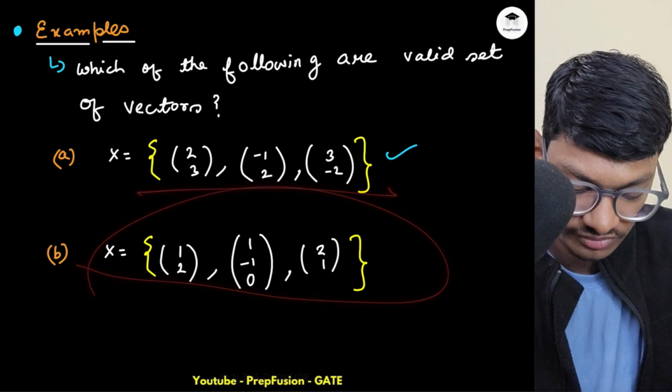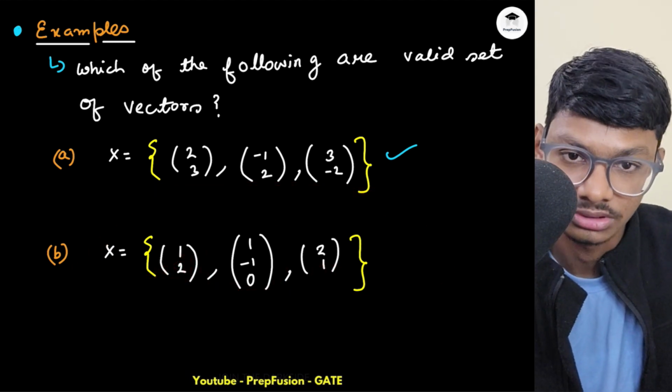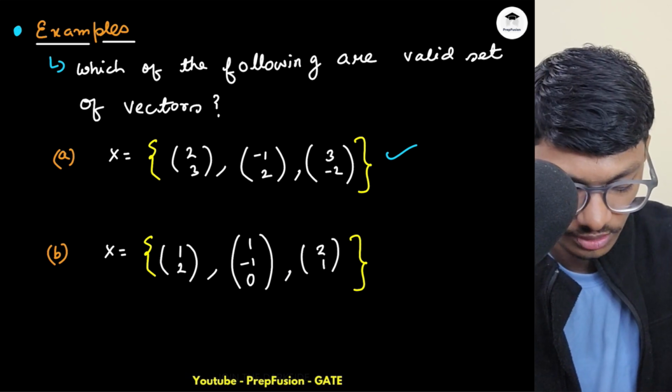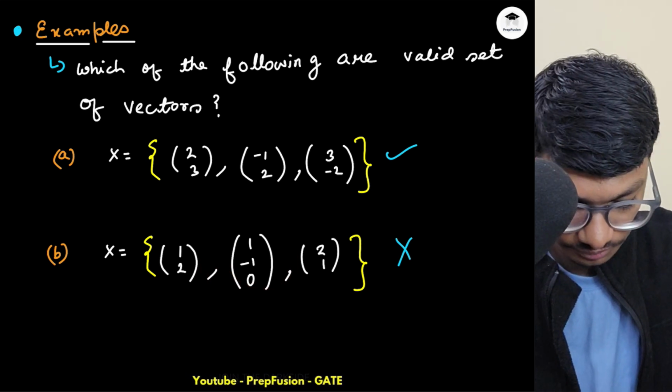Here what is happening? I have 3 vectors, but 2 of them have dimension 2 and 1 of them has dimension 3. So will it be a set of vectors? No, right? It won't be a set of vectors, because the dimension of this is 3, so this is 3 dimension.